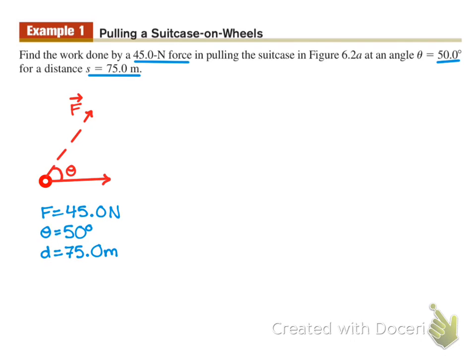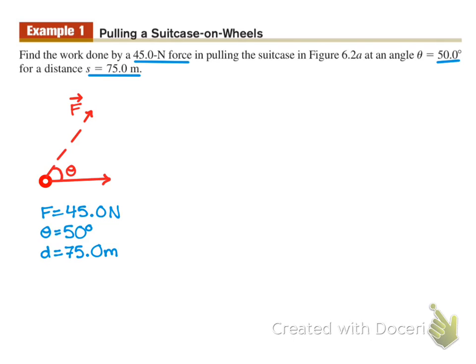So we can draw this out by putting a force F and theta, which is equal to our angle. So in the problem they give us that the force is equal to 45 newtons, theta, which is the angle, is equal to 50 degrees, and the displacement is equal to 75 meters. And that is all the information that they give us in the problem.